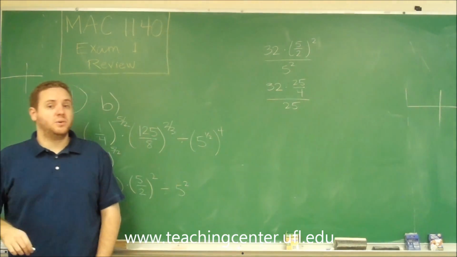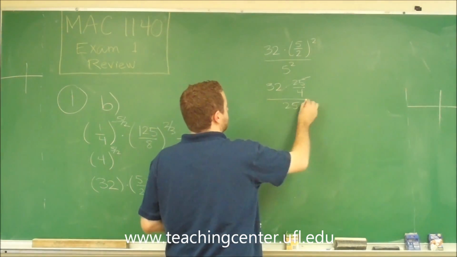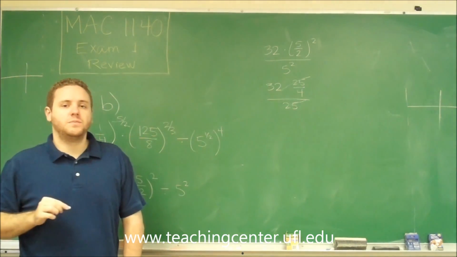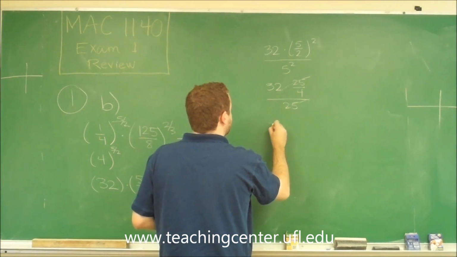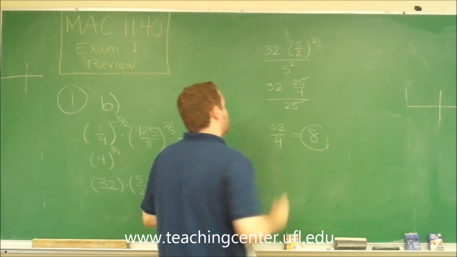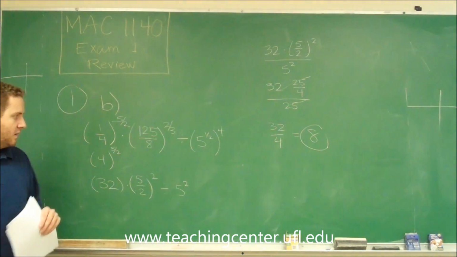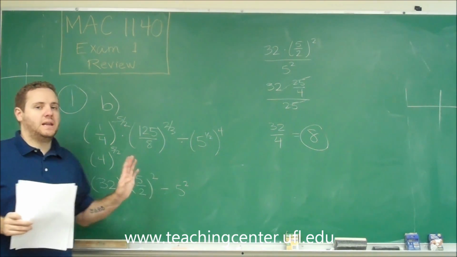So now we just need to evaluate this fraction. Well, you can see here that we have a 25 and a 25 in the top and the bottom. Those cancel out. So lastly, we just get 32 divided by 4, which is just 8.